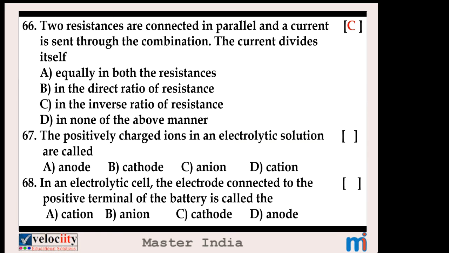67. The positively charged ions in an electrolytic solution are called A. Anode, B. Cathode, C. Anion, D. Cation. Answer is D. Cation.